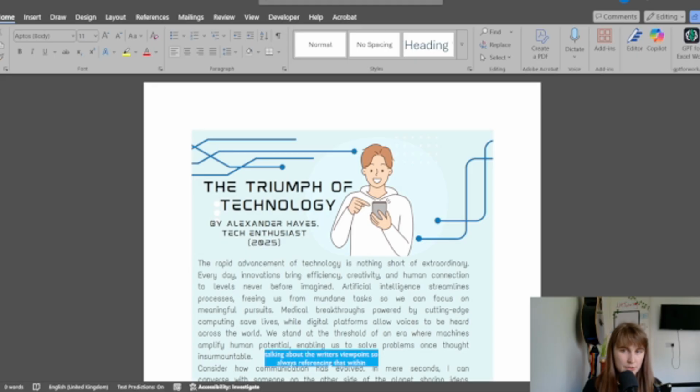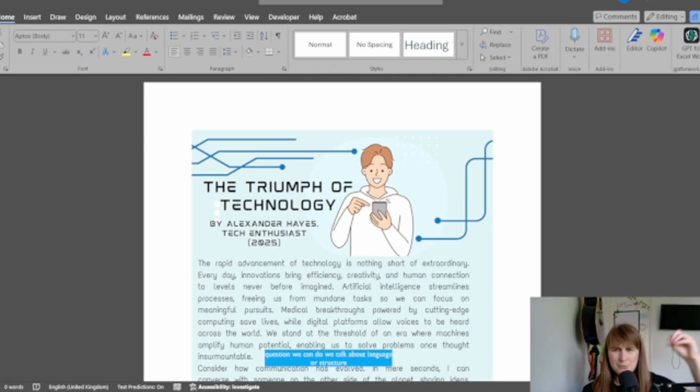Within those comparisons between the points of view of both writers, we also need to be analysing. So what does analysis mean? We've done language analysis before, we've done structure analysis. It's anything where we are identifying methods that the writer is using and discussing the effect of those methods. So for this particular type of question, we can be talking about language or structure.